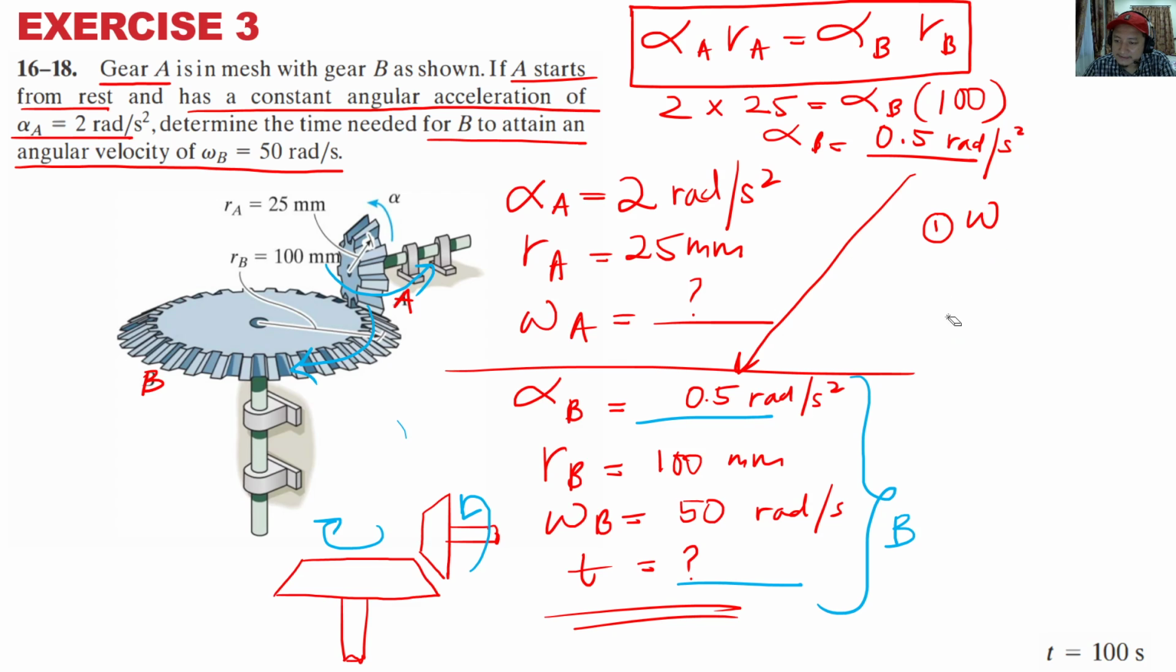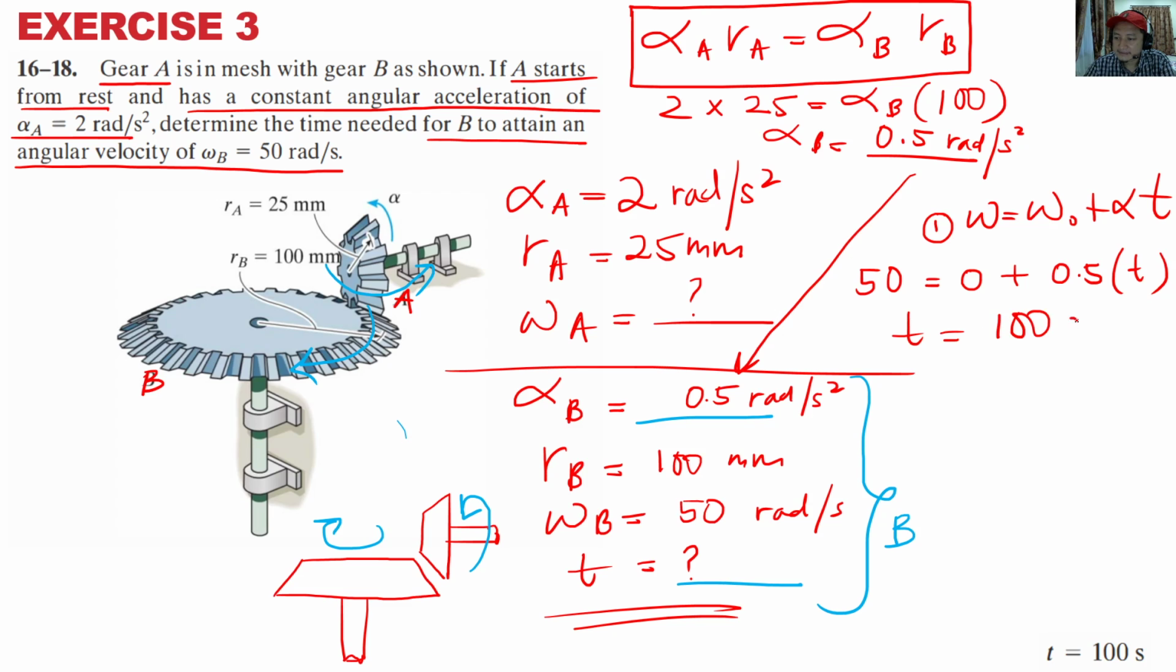Omega is equal to omega naught plus alpha t. So if the omega becomes 50, originally starts from rest is 0, alpha is 0.5, what is time? Yeah, you got the time. It's 100 seconds.